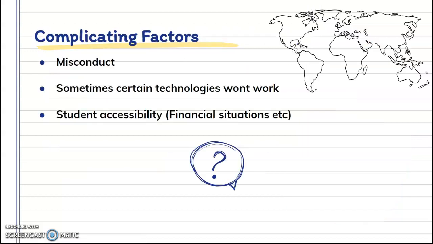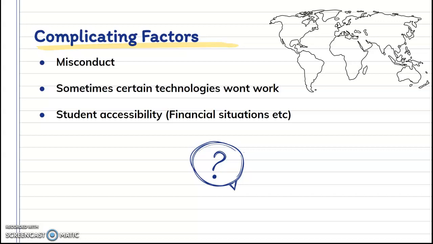There are some complicating factors: misconduct, cheating, distractions. We already went over that sort of thing. If you put technologies in school, it is going to be misused. You can only mitigate these things. You can't completely eradicate them. But understand that misconduct exists with technology. It's always going to exist with technology.